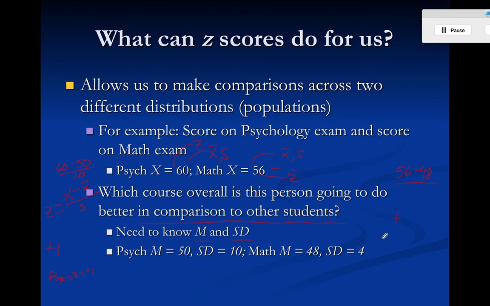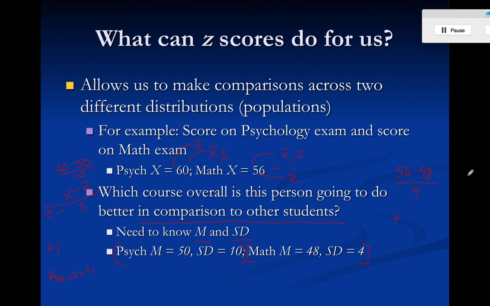Divide that now by 4. And here, why am I now using different means and standard deviations? Because remember, this mean and standard deviation only reflected psych. This mean and this standard deviation reflects only math. So if I'm trying to compare my math score to the group's performance for math, I need to know the group's performance for math and their standard deviation, not the psych mean and standard deviation. I don't need to know that.